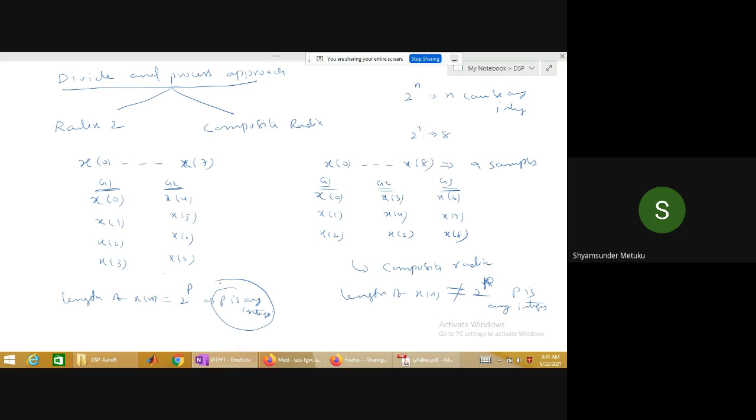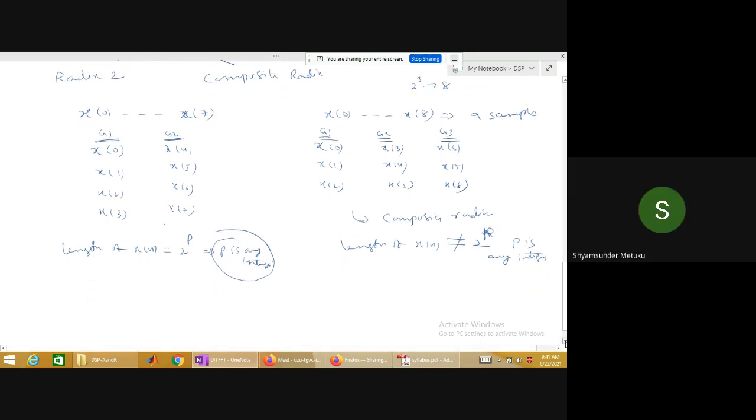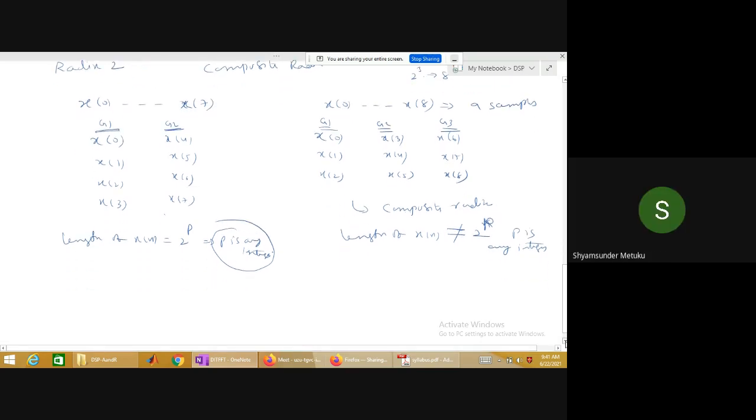So how do you do the grouping of 12 samples? You can have 3 groups of 4 samples or 4 groups of 3 samples. Anything is okay, no? If you are trying to make a group of 3 samples, it is called radix 3. If you're trying to make a group of 4 samples, you can call it radix 4. Is it clear?